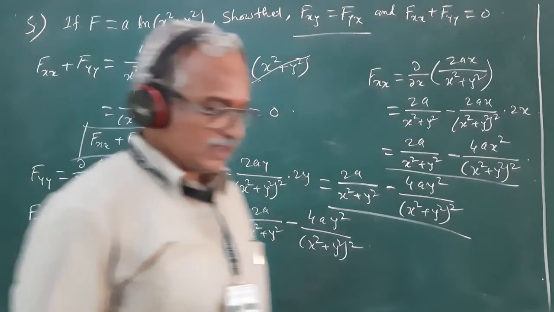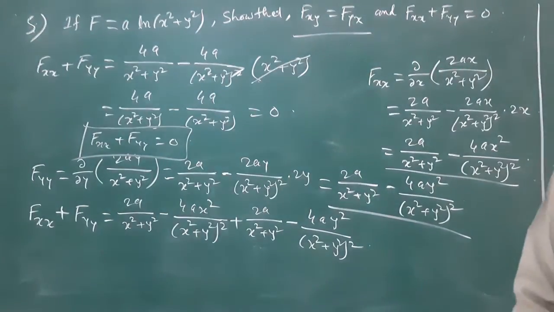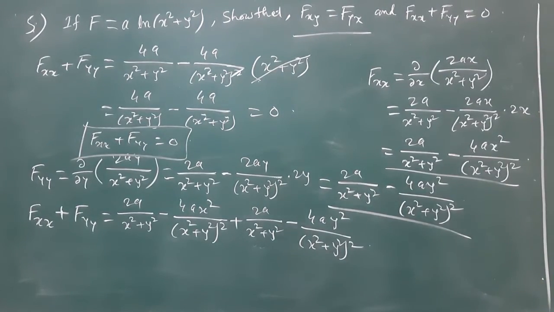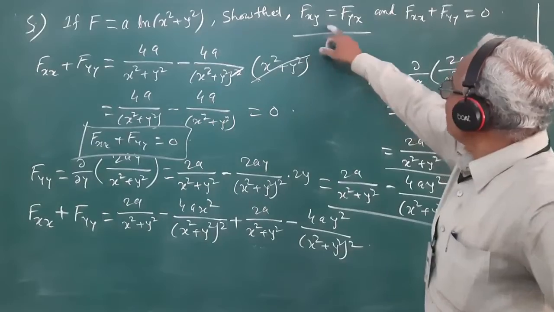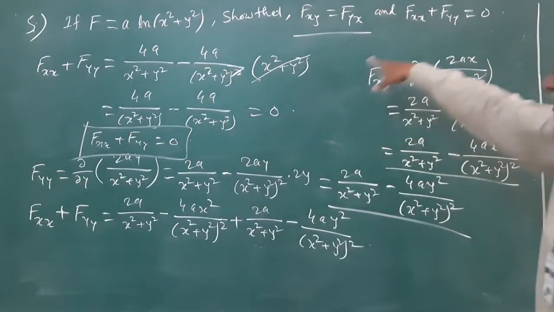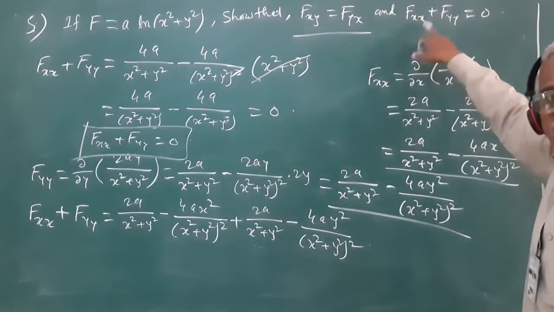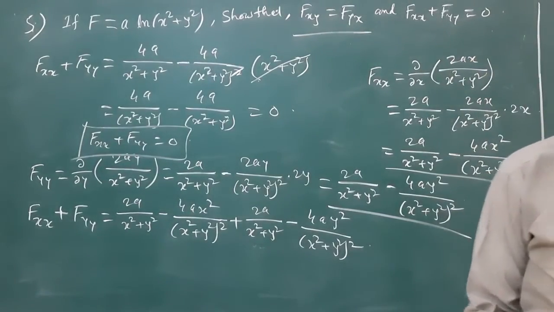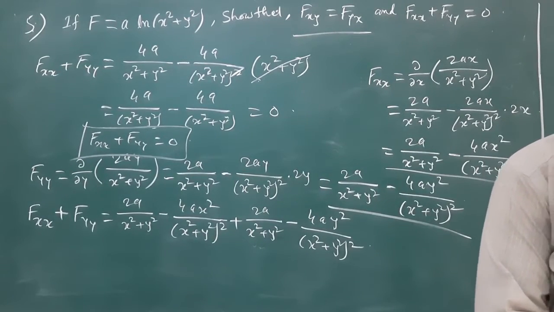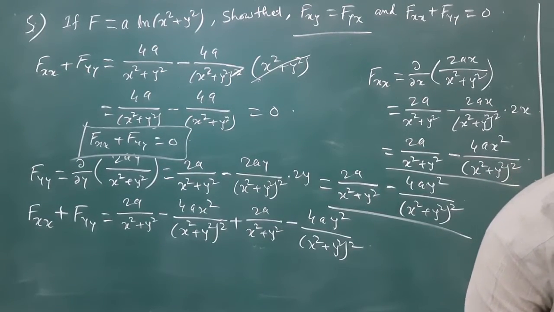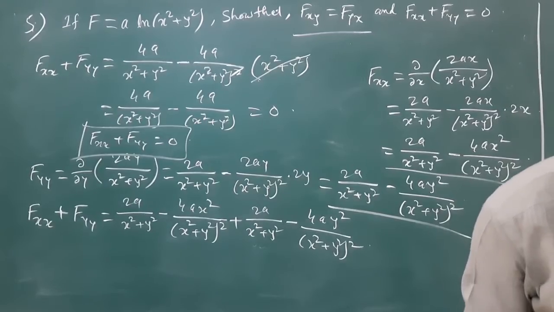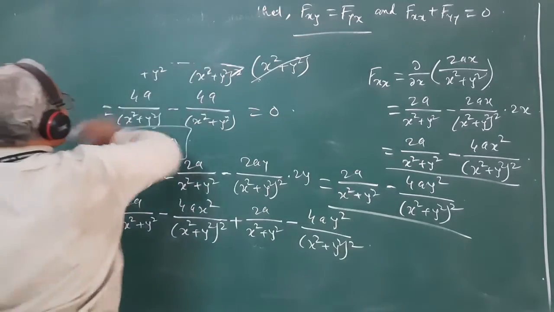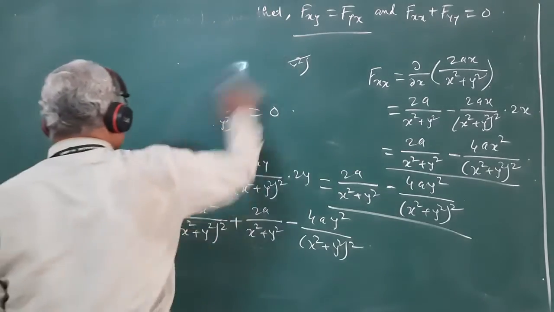So that is how we can prove the two identities for this function f equal to a ln of x square plus y square. First we have proved that fxy equal to fyx, and then we have proved that fxx plus fyy is equal to 0. So that is the fourth problem. Next, fifth problem. Next we shall see the sixth problem. So let us see the sixth problem.